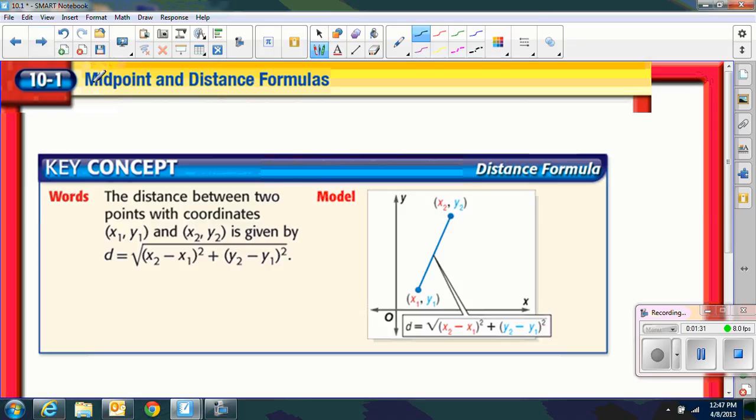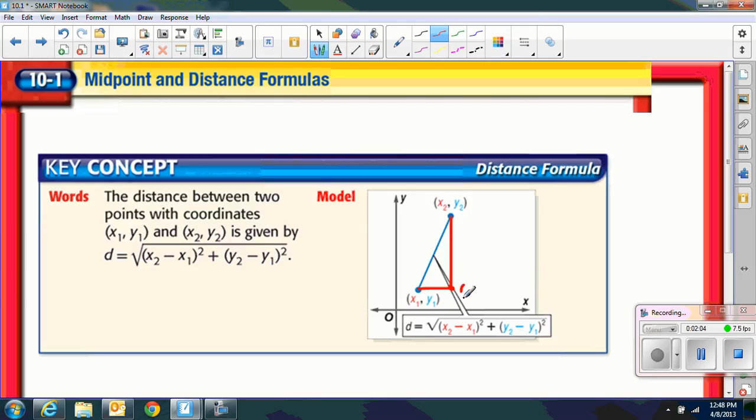The distance formula: if we're given 2 points, x1, y1, and x2, y2, then the distance between those 2 points is given by the formula square root of (x2 minus x1) quantity squared plus (y2 minus y1) quantity squared. This formula actually comes from the Pythagorean theorem. If we take a look at our picture, here's x1, y1, here's x2, y2. If we draw a horizontal line out from that point and a vertical line down from this point, what I end up with is a right triangle.